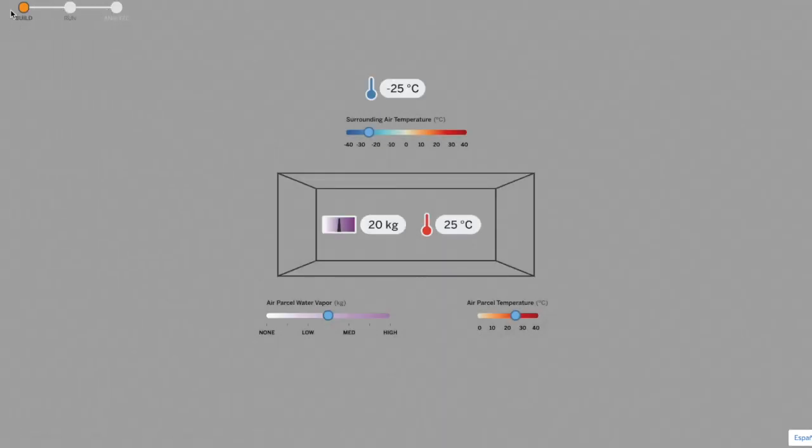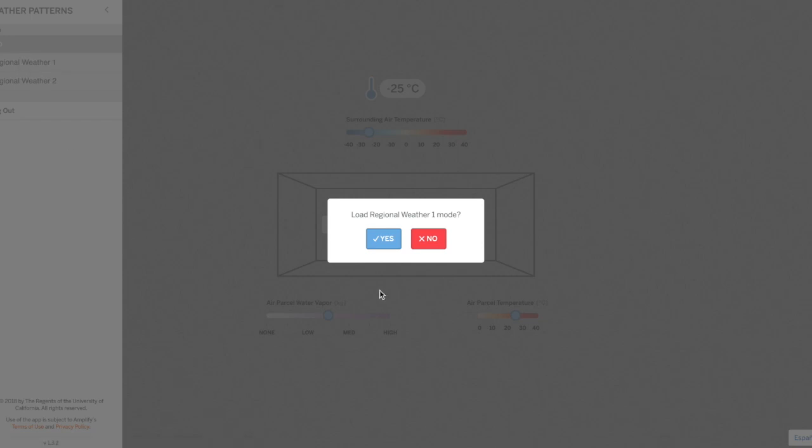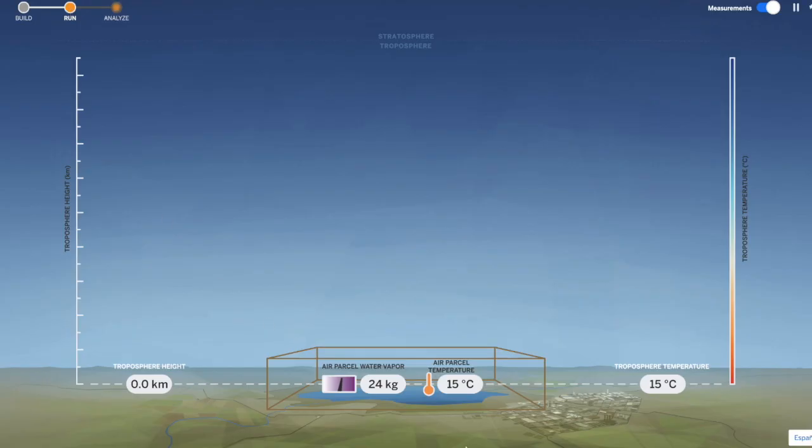All right, guys, we're back at the simulator, and I'm going to go into Regional Weather 1. What it asks us to change really is not the surface water. So I'm going to leave the surface water at the same level and switch over to the temperature. The increase or decrease in sunlight is going to change the temperature. I'm going to start at 0 and press run.